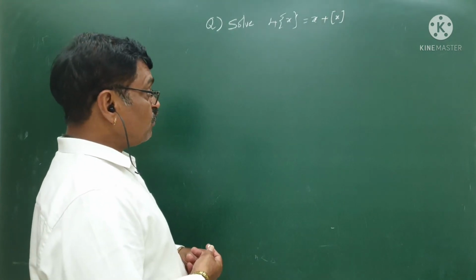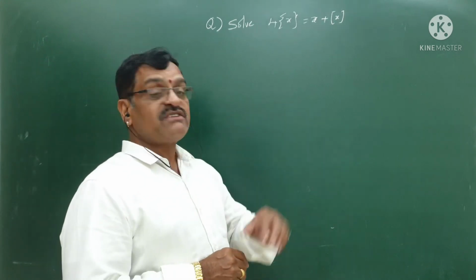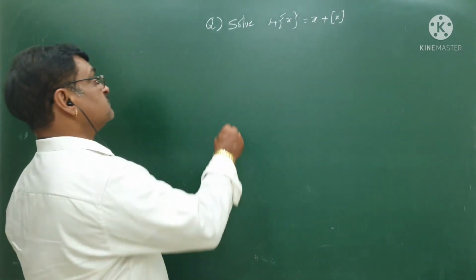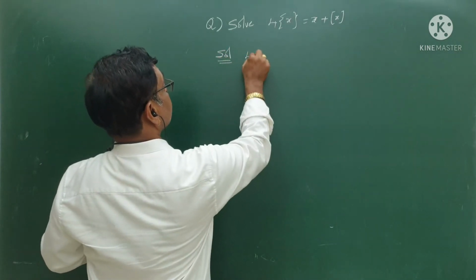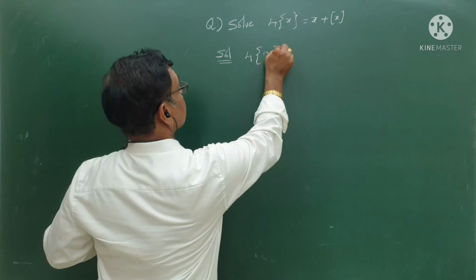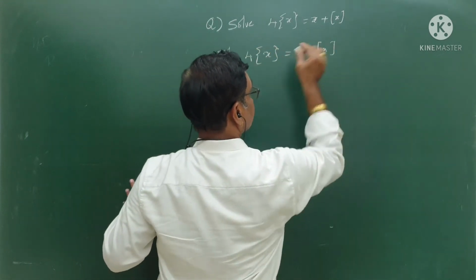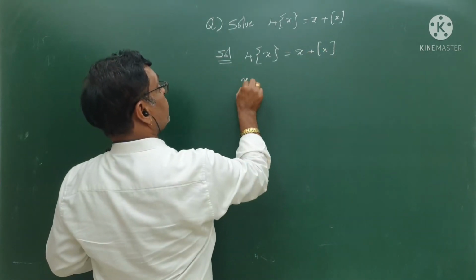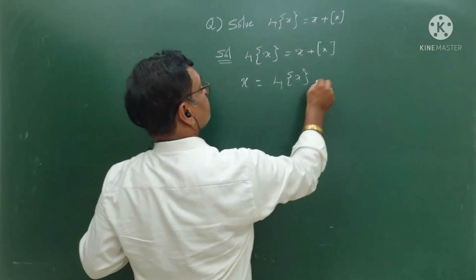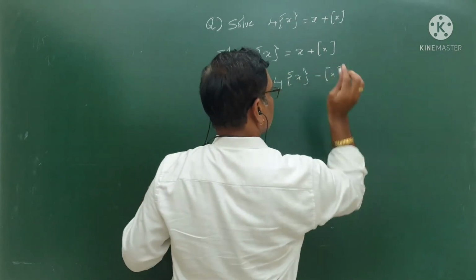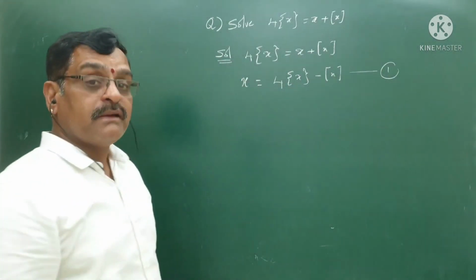Solve 4 times fractional part of x is equal to x plus integral part of x. Solution. What is given? 4 times fractional part of x is equal to x plus integral part of x. So what I do, I write x is equal to 4 times fractional part of x minus integral part of x. That is what? Because I want to find x value.